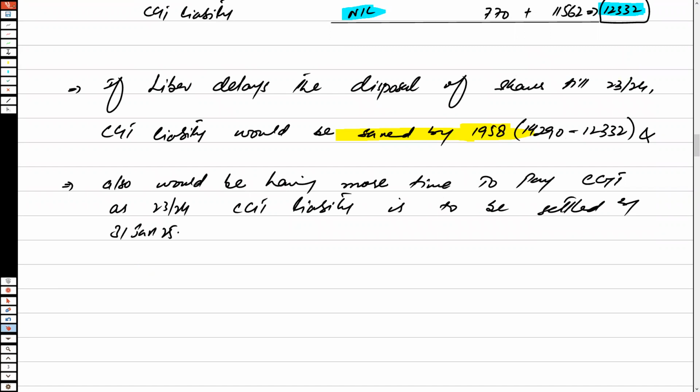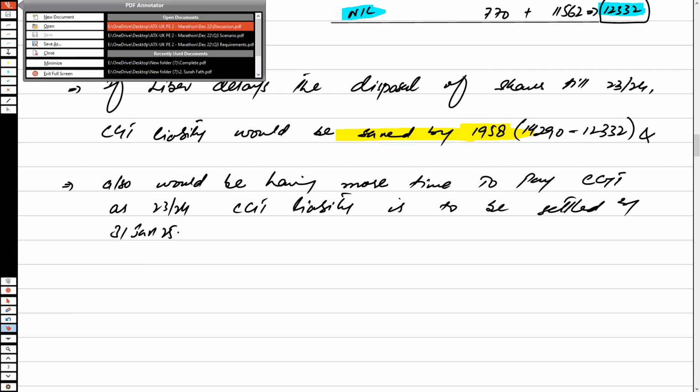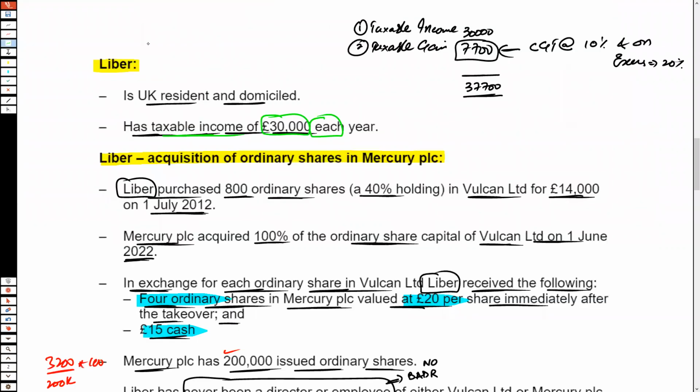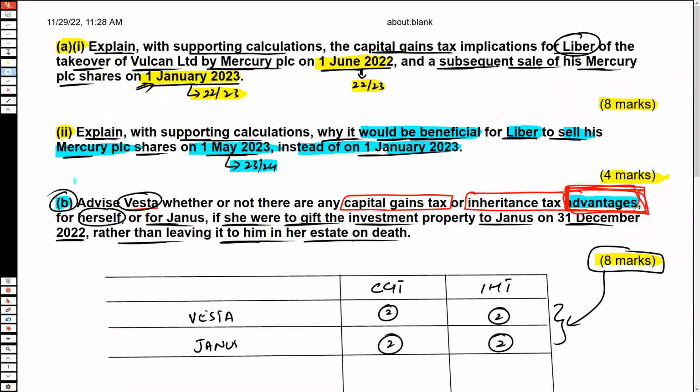Requirement 1, part A and part 2. We have attempted the first two parts till now, and we discussed all of these things in very much detail and also revised the relevant areas while solving parts A1 and A2 of the question. Are you guys okay?